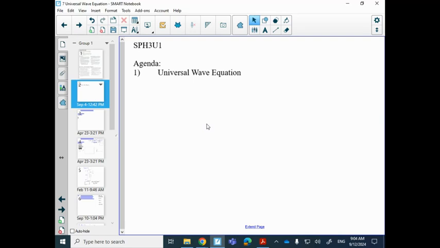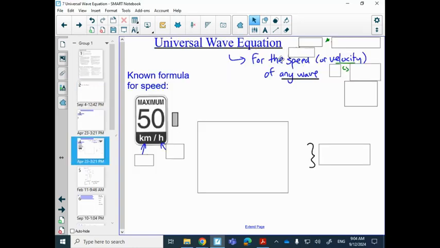Hey everyone, in this lesson we are looking at what's called the universal wave equation. Sounds pretty important, right? So the universal wave equation is really an equation that gives the speed, or the velocity more specifically. If you know the direction, I'll talk about that soon and more later on as well. So it gives the speed or velocity of any wave. It's called the universal wave equation.